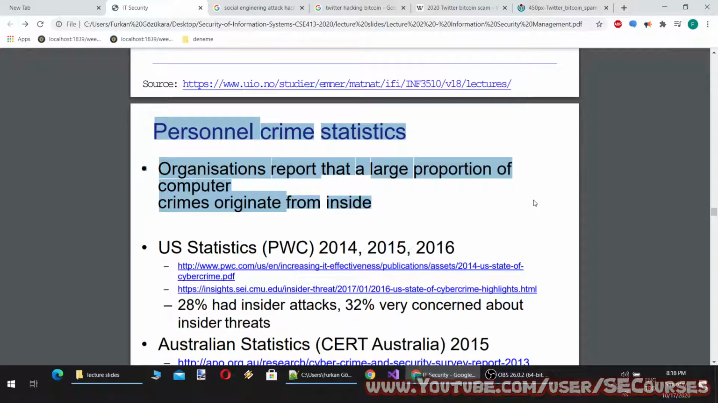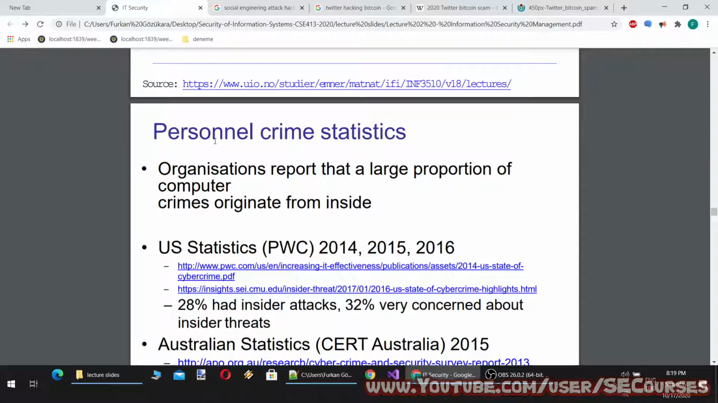Personnel crime statistics organizations report that a large proportion of computer crimes originate from inside. Why is that? Because if you have good software engineers to build your software products, then you would have a pretty good defense from a software perspective. However, if an attacker is from inside, no protection can prevent them. So this is a really important factor in information security.